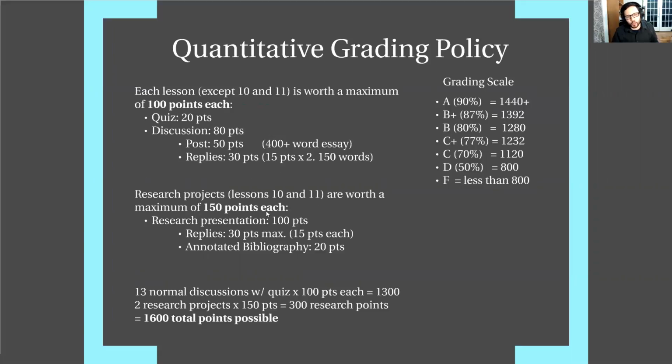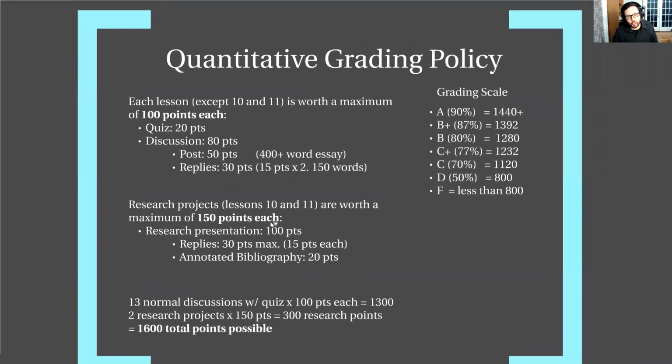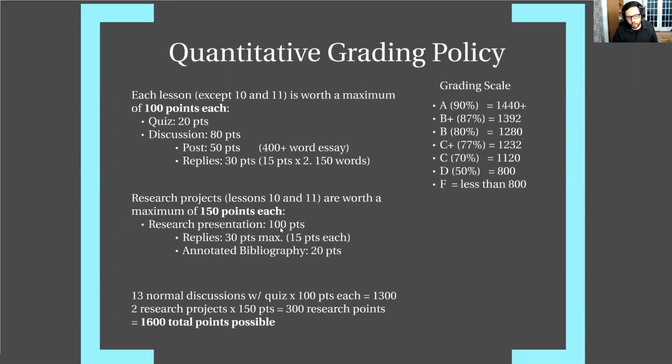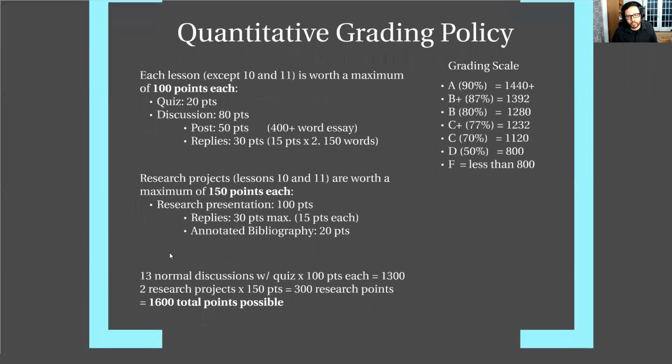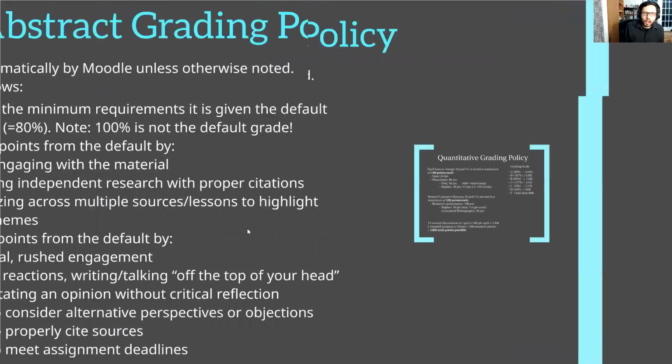Your research projects are worth a little bit more. The post, your research essay, is worth 100 points by itself, and then an initial 30 points for the replies and 20 points for the annotated bibliography. Makes it for 150 points. So your research essay is worth twice what a normal post is worth. So keep that in mind. 1600 points for the full semester, that's your grading scale.